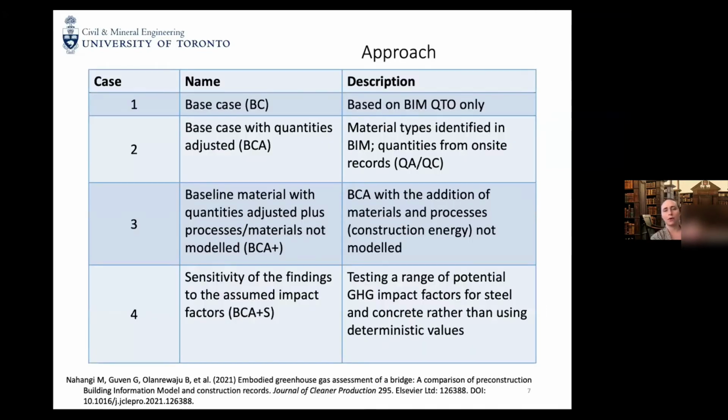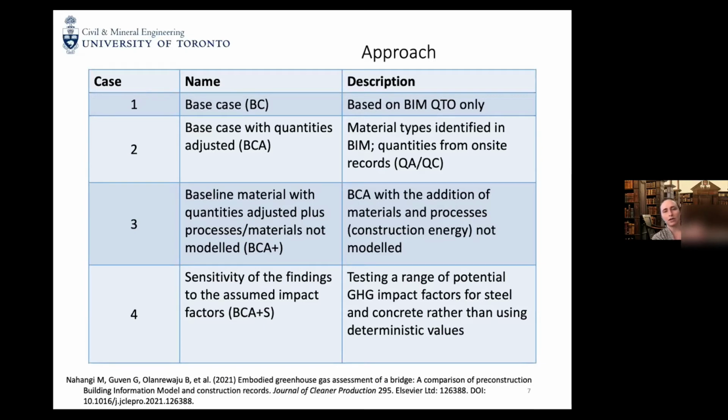So we compared 4 case studies. One, we took the information in the BIM only, so the quantity takeoffs directly from the BIM, multiplied that by embodied factors from the materials, and came up with our base case BIM-based embodied greenhouse gas emissions. Then we adjusted this closer to the on-site reality in steps. So first we said, we'll take the materials that were included in the BIM and we'll expand them to reflect what was measured in the QA/QC process. So that was step 2.